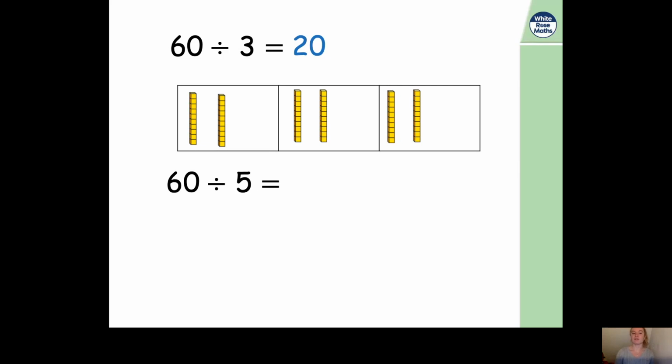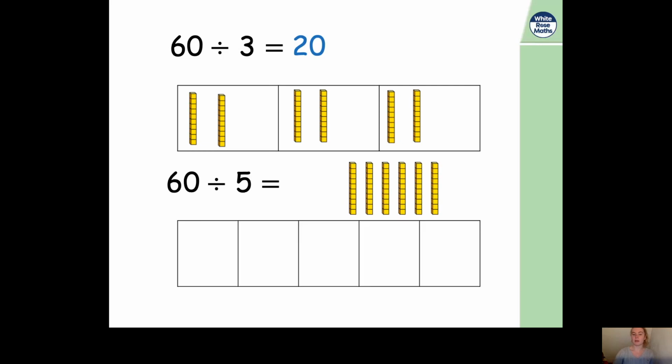Now we have another question here, 60 divided by 5. So here is our base 10, 60, and here are our groups. And we have 5 groups that we need to share these into. Now, can you pause the video and have a go? Can you share these pieces of base 10, 60, into 5 groups? See if you can do it. Okay, Year 2, so let's see how you got on.